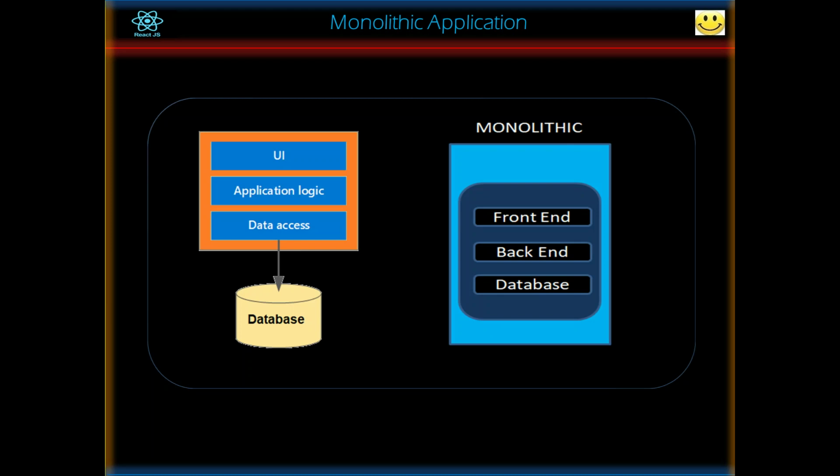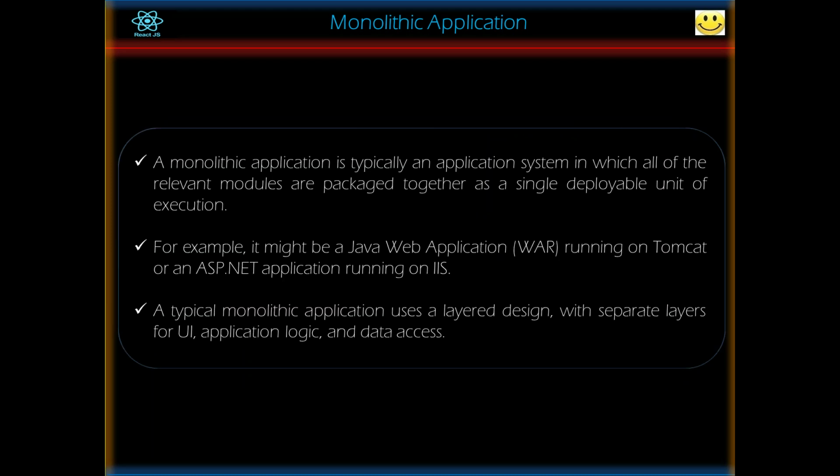This is monolithic application architecture. A monolithic application is typically an application system in which all the relevant modules are packaged together as a single deployable unit of execution. For example, it might be a Java web application archive running on Tomcat or an ASP.NET application running on IIS server. A typical monolithic application uses a layered design with separate layers for user interface, application logic, and data access.